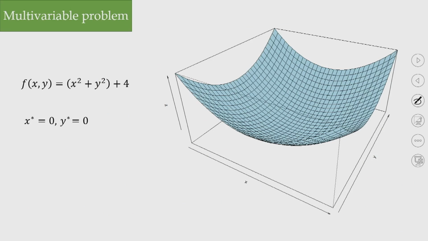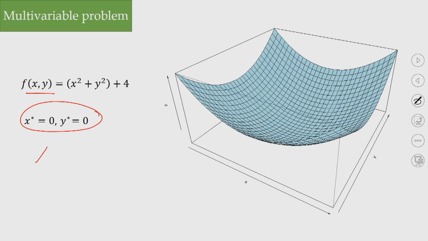Let us take this particular problem. The function is f(x, y) = x² + y² + 4. The solution is x = 0, y = 0, so this is the optimal solution of this problem. This is a very simple function and I would like to find the optimal solution of this function. So, what I will do?